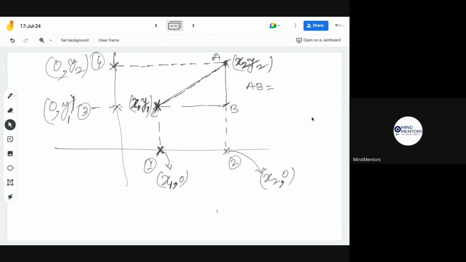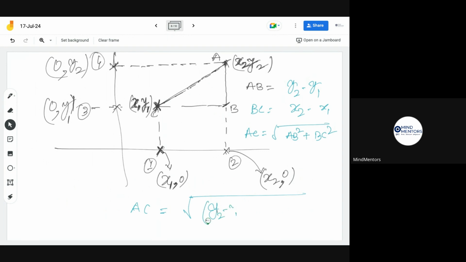I was just going to say that in this slide, AB is equal to y2 minus y1 and BC is equal to x2 minus x1. And therefore, AC equals the square root of AB square plus BC square, which is AC equal to y2 minus y1 whole square plus x2 minus x1 whole square. Clear, everyone? It is the same formula.